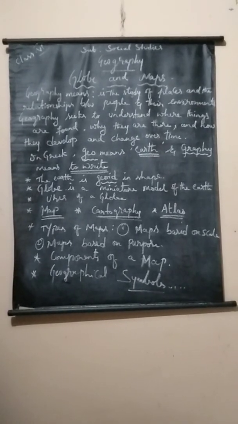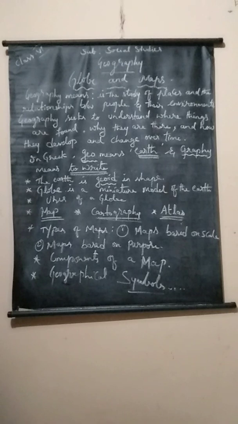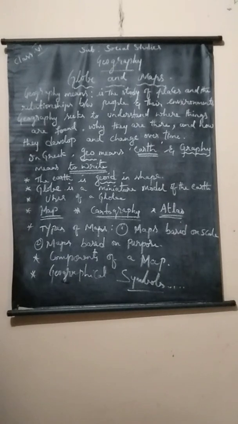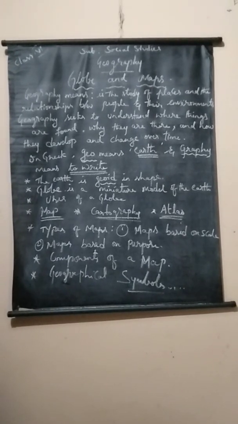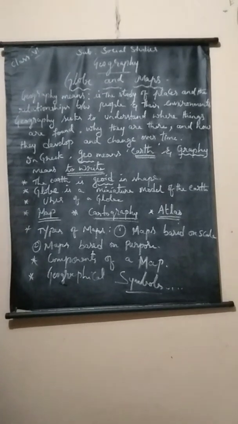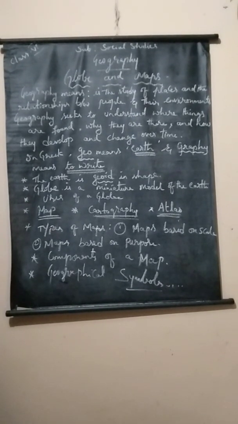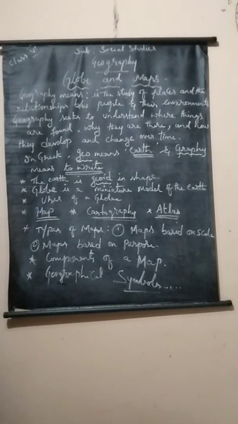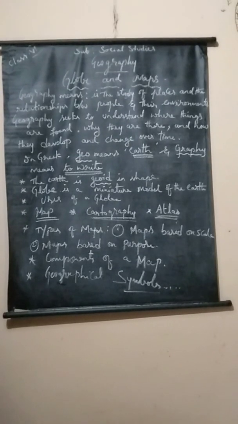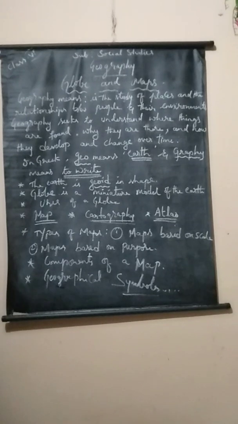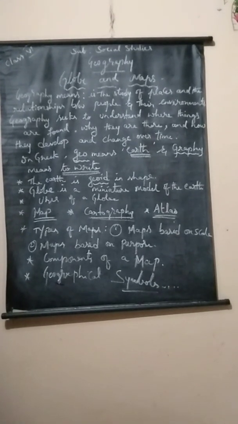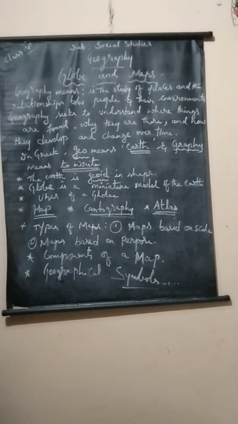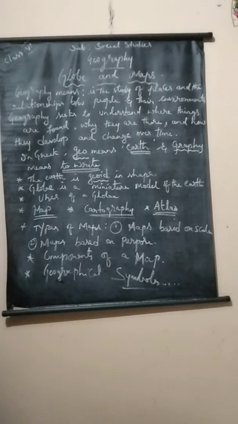Today we are going to study the subject Geography in Social Studies and the lesson Globe and Maps. Let's start with the introduction of this lesson. In this lesson we are going to study the meaning and uses of the globe and the types and uses of maps and the important geographical symbols required for the preparation of maps and map reading. So these are the topics today we are going to study. So let's start the lesson.